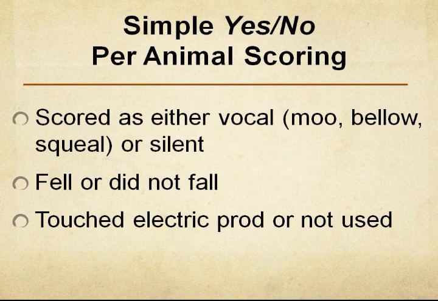It's yes-no scoring. Did it moo? Yes or no. I don't want to count the moos. I don't want to get into how loud it mooed, because I'm a PAACO trainer, and it's really, really simple. It's per animal. It either fell or it did not fall. I either touch it with the electrical device or I didn't. I can't tell if you push the button, so if you touch it with a prod, I count it. It's gotta be simple. That's how you get what's called inter-observer reliability.